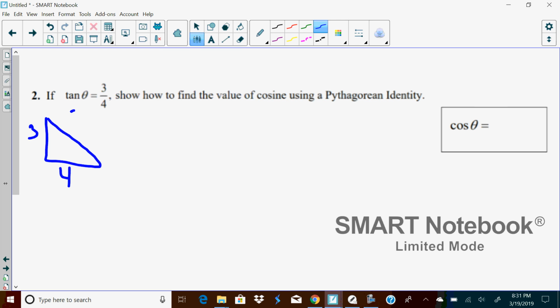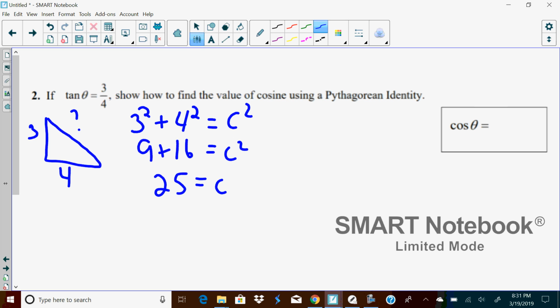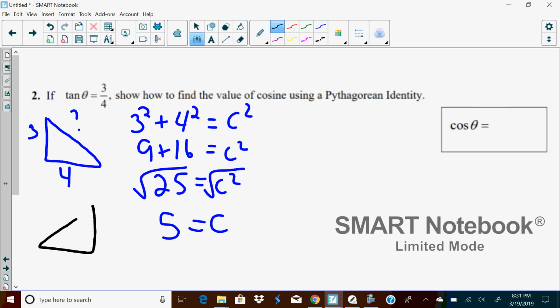So first thing I have to do is figure out what my hypotenuse is. So I use the Pythagorean theorem. I'm going to do 3 squared plus 4 squared equals c squared, because I don't know what it is. 9 plus 16, 25. So I find the square root of both sides. So I get 5 equals c. Okay, so that means that my hypotenuse, I'll draw a new triangle, is c, is 5. So now I have a triangle that's 3, 4, and 5.